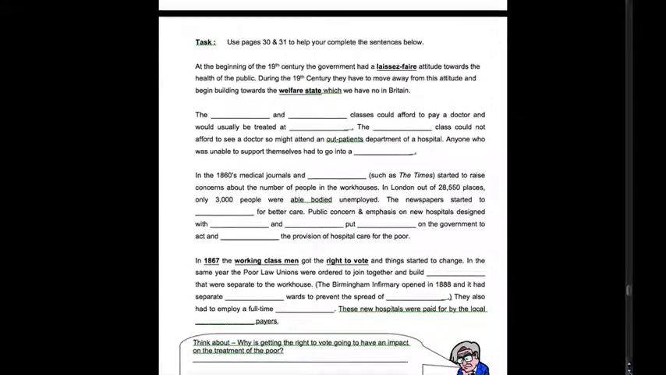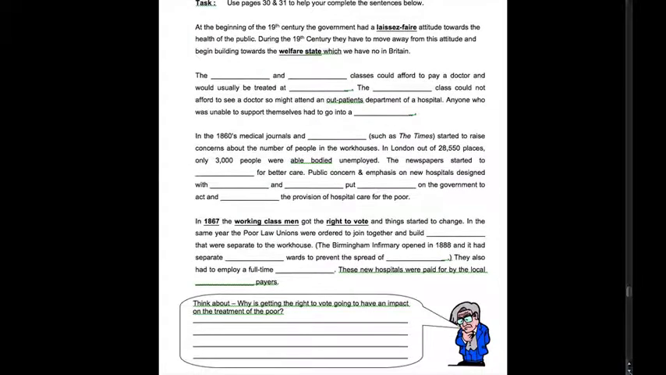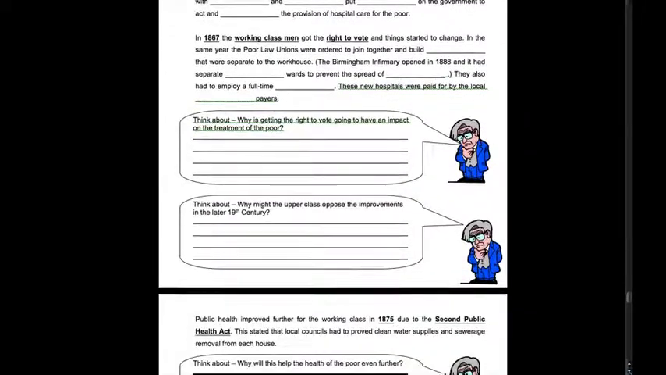Then complete the gap fill and contemplate changes in the right to vote. How would the people being able to vote during the 20th century and 19th century affect the treatment of the poor? And also, why would wealthier people oppose these changes?